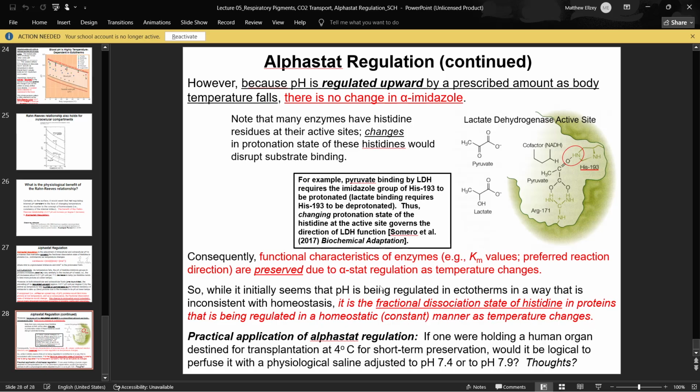So, basically, what this is saying is that it's not so much the pH that is being regulated, it's the fractional dissociation state of histidine that is important. This is why the pH is being regulated, because without this fractional dissociation state of histidine being kept constant, there would be perturbing effects on these enzymes and these alpha-imidazole groups, which would disrupt enzymatic function, cellular shape, etc.